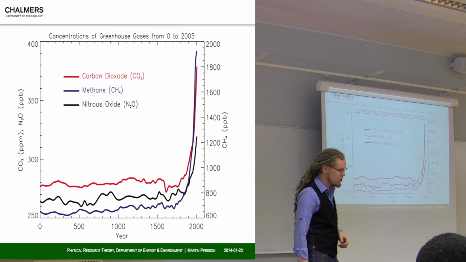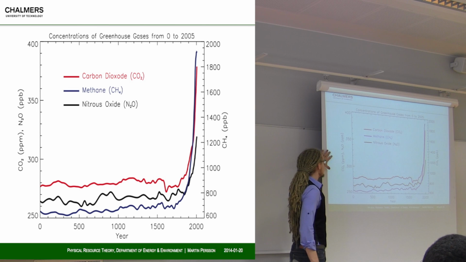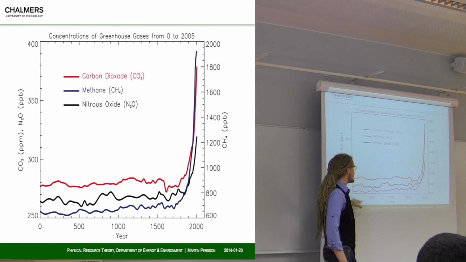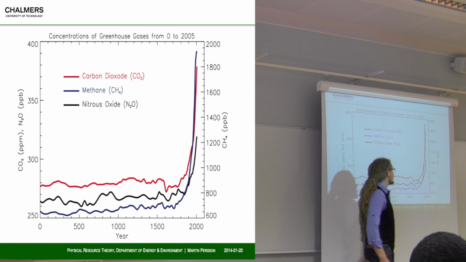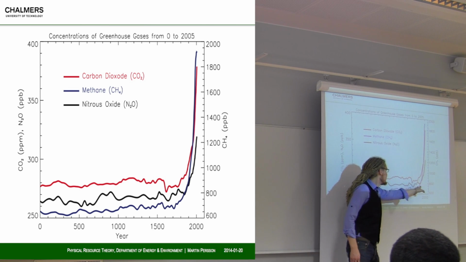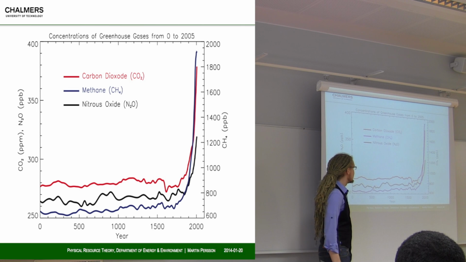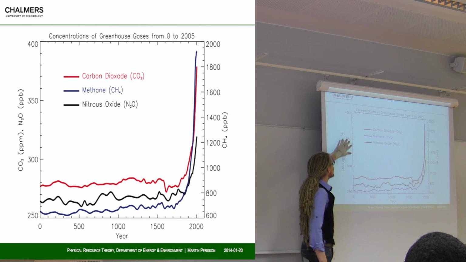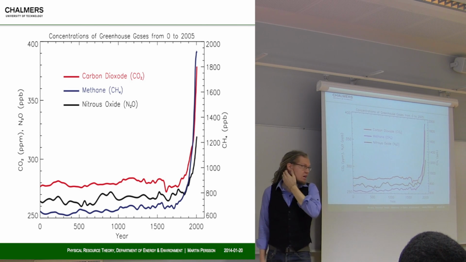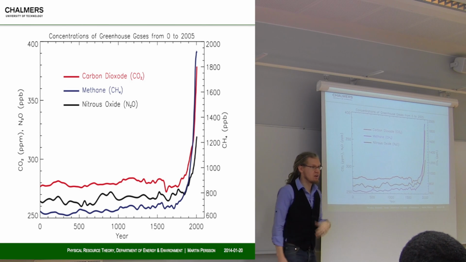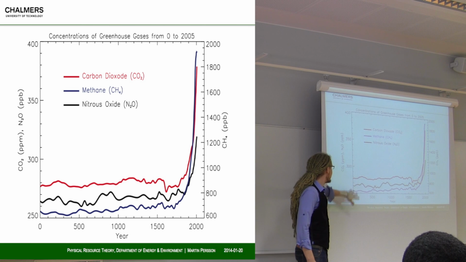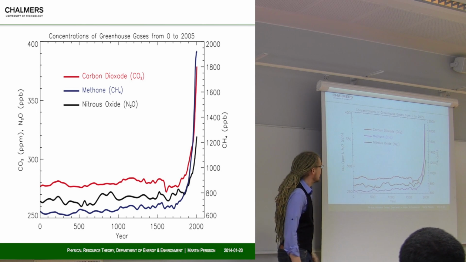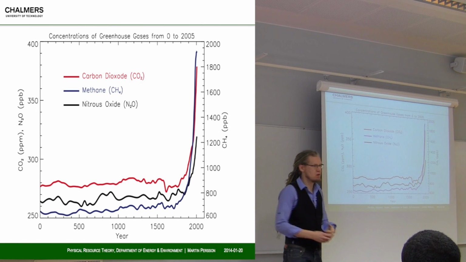If you look at the concentrations of the three main anthropogenic greenhouse gases, carbon dioxide, methane, and nitrous oxide, over the last 2,000 years, you see this clear increasing trend in the last 100-200 years. Carbon dioxide concentration is today up at 390 parts per million in the atmosphere, which is about 40% higher than the pre-industrial level of around 280. Methane concentrations have increased by about 150%, and nitrous oxide concentrations by about 20%.